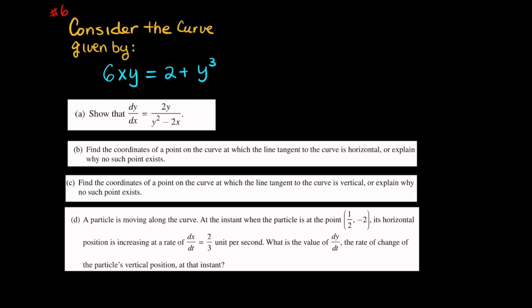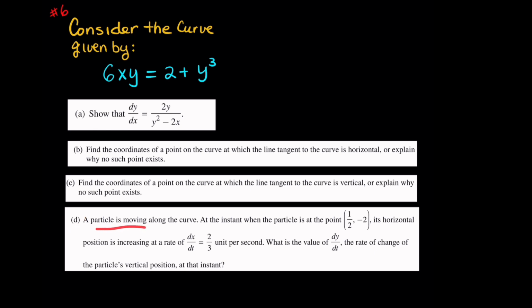Consider the curve given by 6xy = 2 + y³. Show that dy/dx is equal to 2y over y² minus 2x. Find the coordinates of a point on the curve at which the line tangent to the curve is horizontal, or explain why no such point exists. Find the coordinates of a point on the curve at which the line tangent to the curve is vertical, or explain why no such point exists.